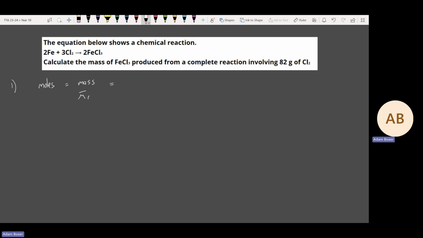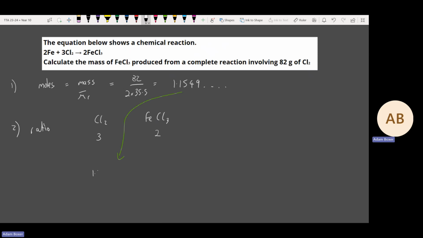Okay, so you should only be listening now if you've worked this out, and it'll be 82 divided by its Mr. For chlorine, it's going to be 2 lots of 35.5, so 82 over 71 gives me 1.1549, etc. My ratio is a bit more sophisticated this time because I've got to do Cl2 to FeCl3, which in this case is going to be 3 to 2. So this number here needs to come down to the bottom there.